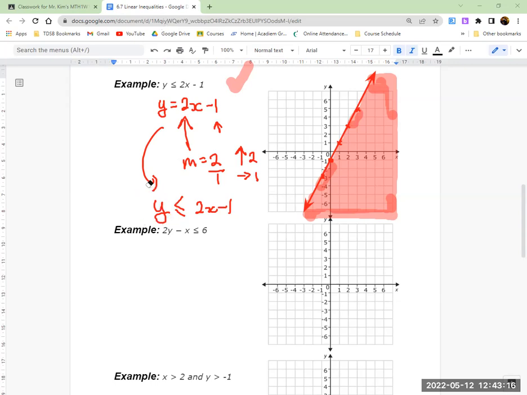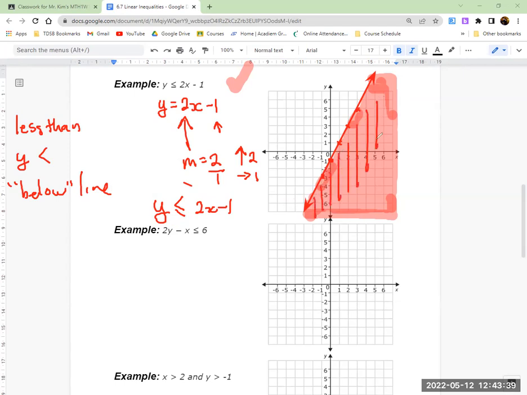Let's put it this way. If you see that the y value is less than, like this, then do below. Highlight below. Below what? Below the line. Oh, okay. Yeah, everything under here, this way. Everything below. Okay.